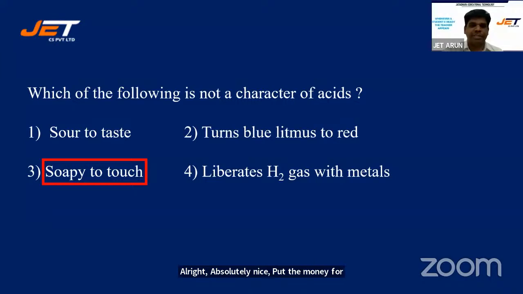No students, acids liberate hydrogen gas with metals. There is an activity in the textbook, that it liberates hydrogen gas with metals. I think activity 1 or 2, but you have got this activity. But bases are soapy to touch, not acids.